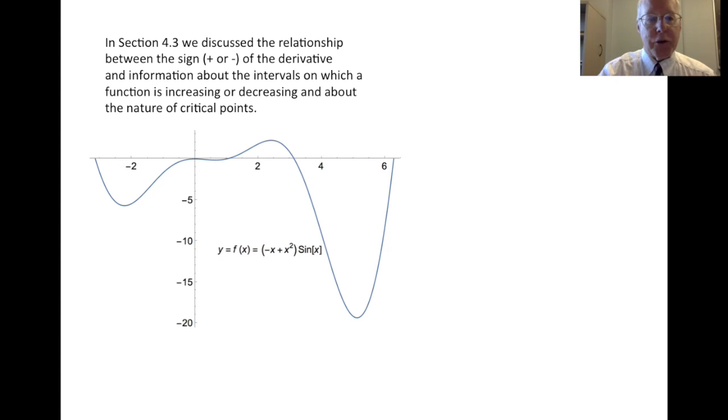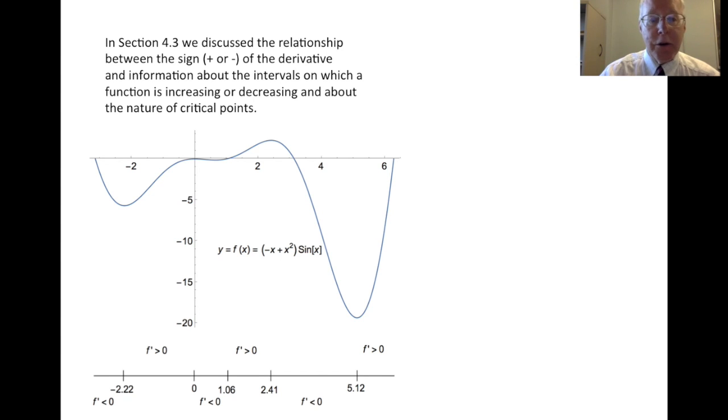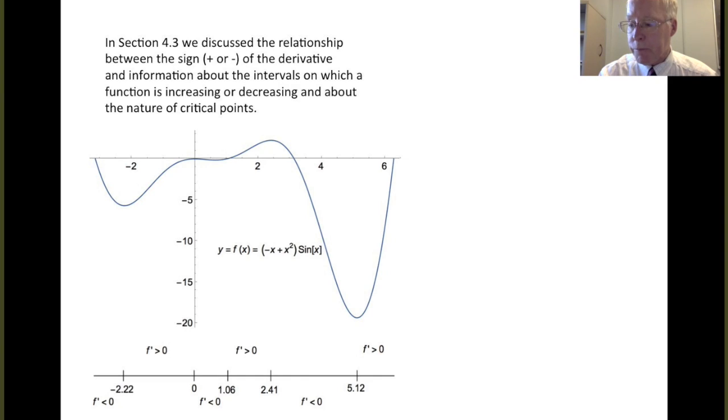So here's a picture of a function we may have looked at. This is kind of complicated, would have been a hard one to analyze, but here's the graph of y equals f of x equals minus x plus x squared sine of x. And in our analysis for section 4.3, if we wanted to know where the function was increasing and decreasing, we would have found its derivative, which I haven't written here. Then we would have first of all found the places where the derivative is equal to 0. And of course, we know that corresponds to places where the slope is 0. So here is a 0 slope point up here.